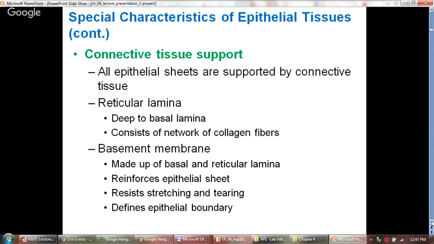The basement membrane also provides connective tissue support. The basement membrane is made up of the basal and reticular lamina. It reinforces the epithelial sheets, resists stretching and tearing of the cells, and also defines a clear boundary for the cells. So don't forget that the basement membrane is a combination of the basal lamina as well as the reticular lamina. Don't think it's just one structure. It's a combination of the underlying connective tissue as well as the basal lamina.